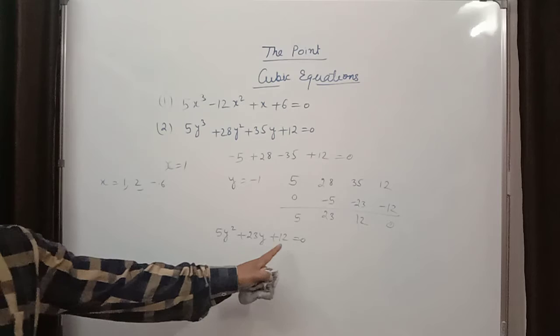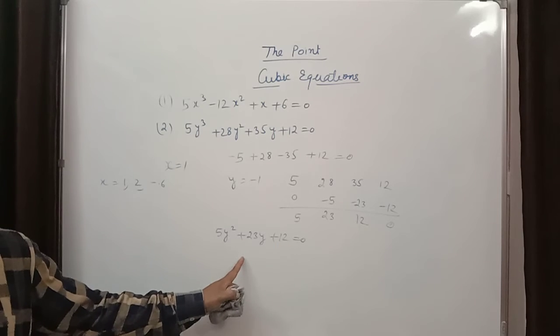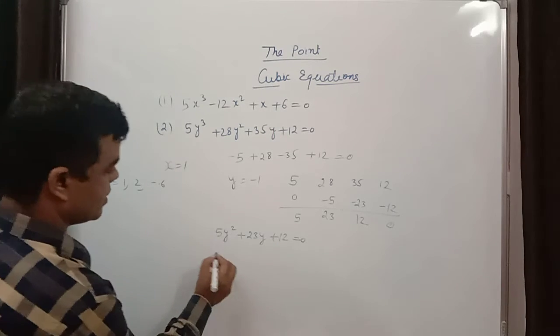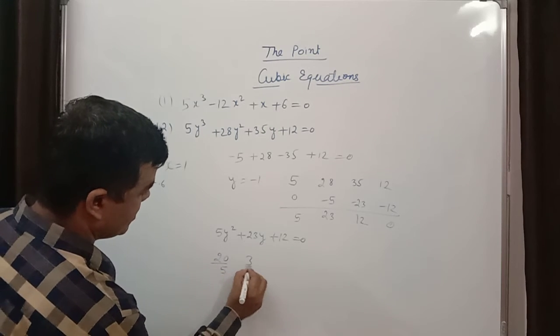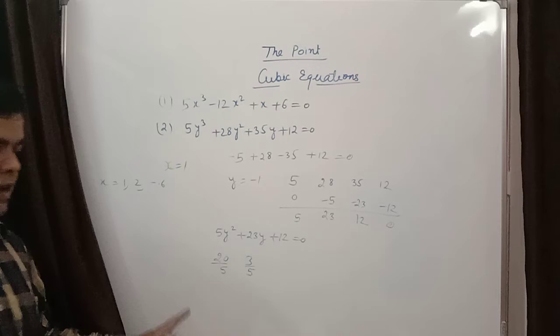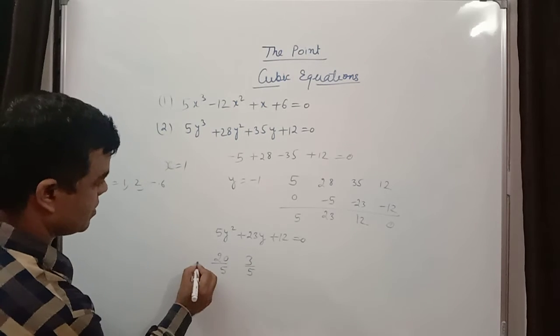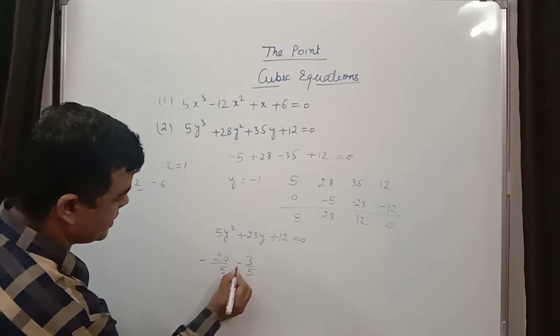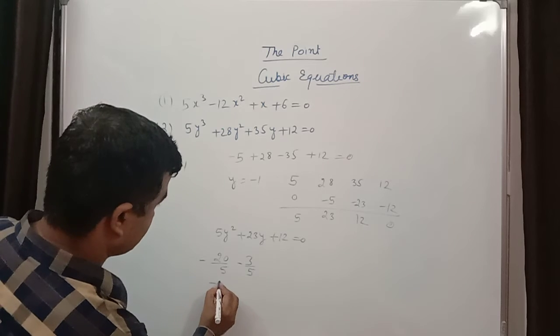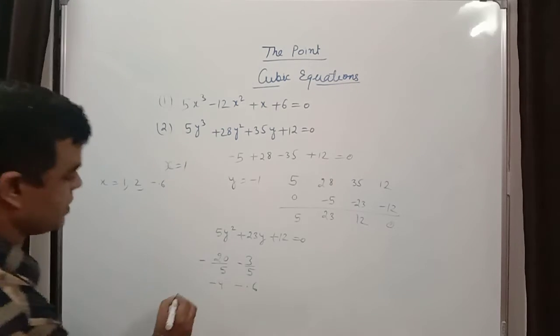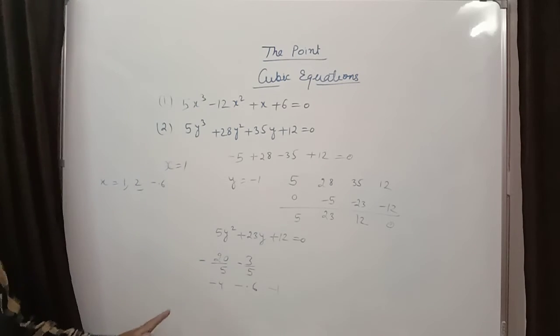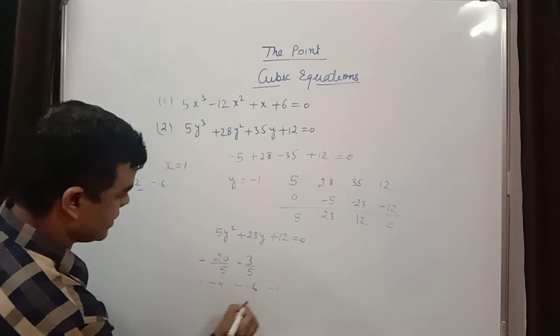Now you solve this. 12 times 5 is 60 and 23 is made from 60. Okay, correct? So 23 divided by 5 divided by 5. Already I have told you the short trick. So both of these will become minus. So minus 4 and minus 0.6, and one is minus 1. Okay, so these are the three roots of y.